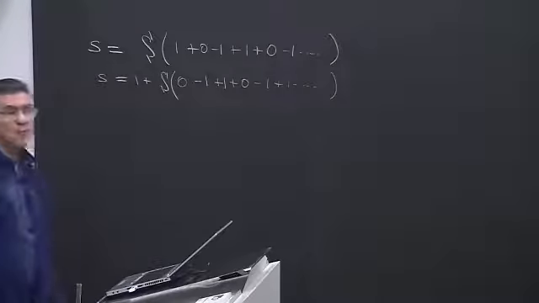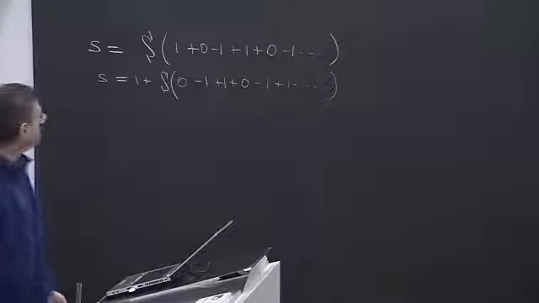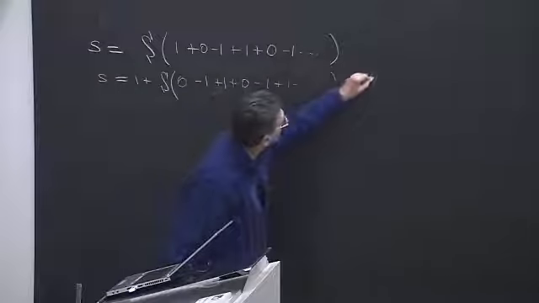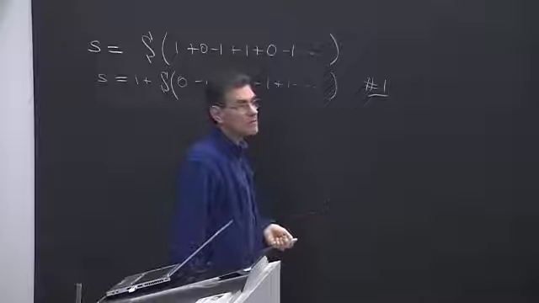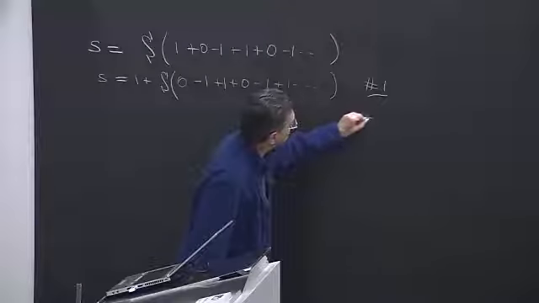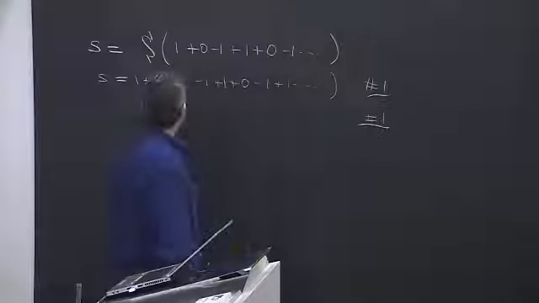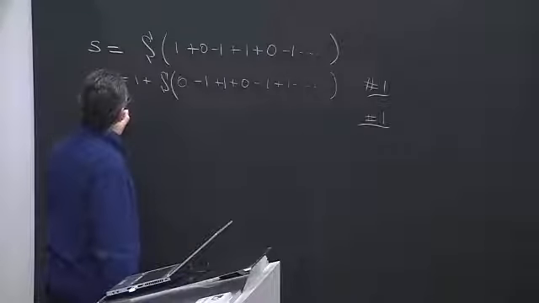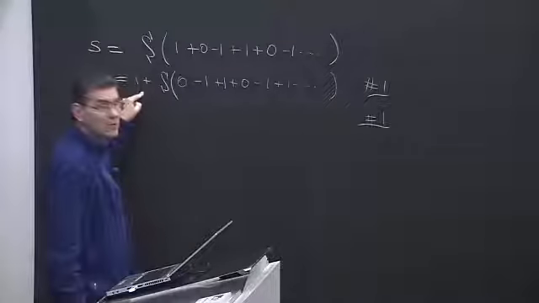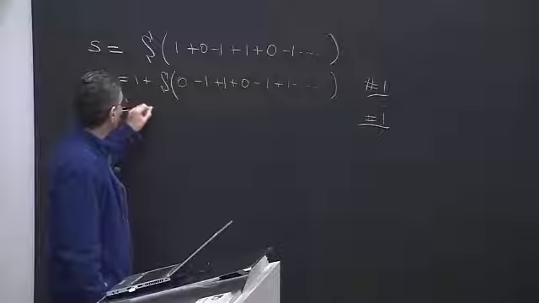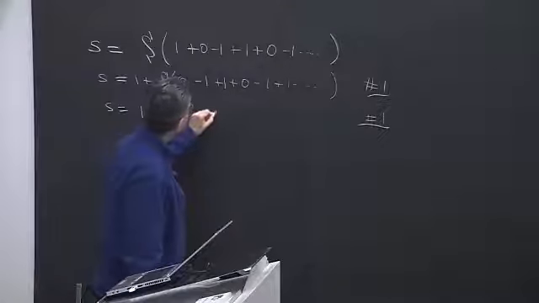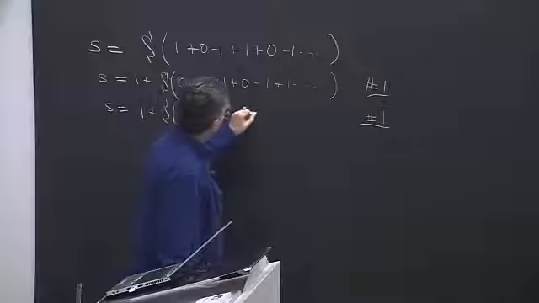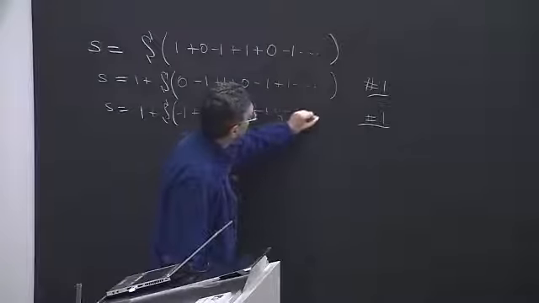That doesn't seem to have helped too much. This was axiom number 1. Let's use axiom number 1 again. Okay? Let's repeat it. Use axiom number 1. So that gives us, if we pull out a 0, 1 plus the sum of minus 1 plus 1 plus 0 minus 1 plus 1 plus 0.